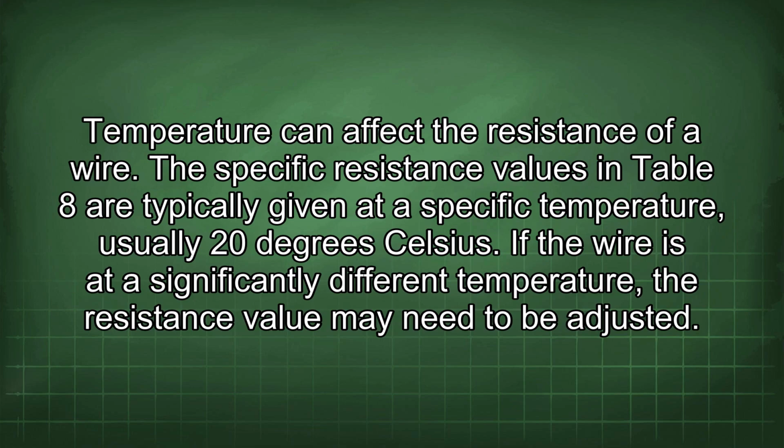Temperature can affect the resistance of a wire. The specific resistance values in Table 8 are typically given at a specific temperature, usually 20 degrees Celsius. If the wire is at a significantly different temperature, the resistance value may need to be adjusted.